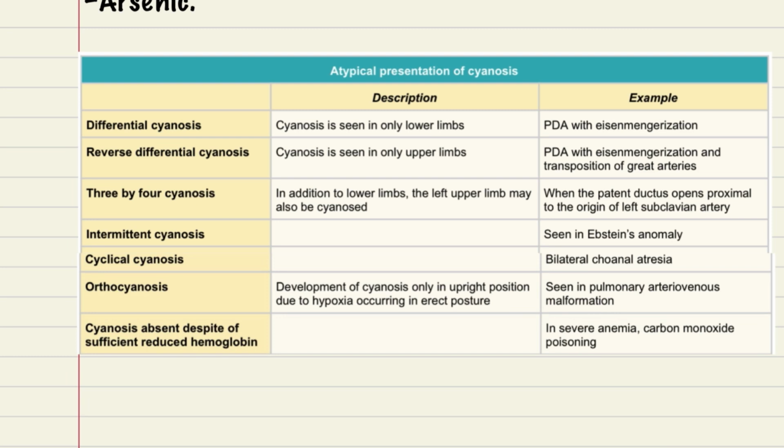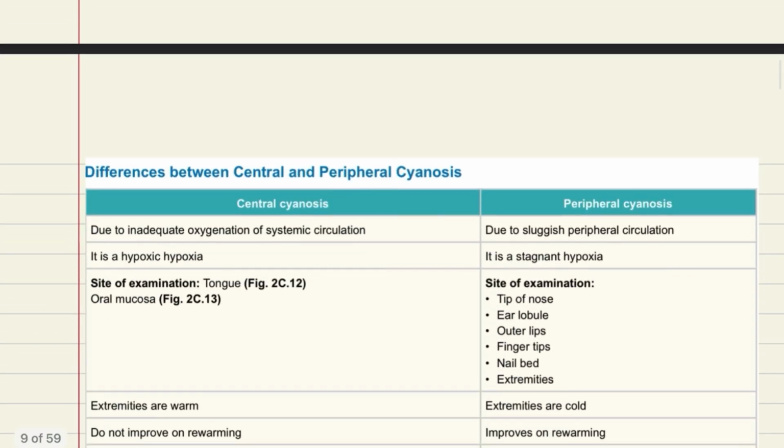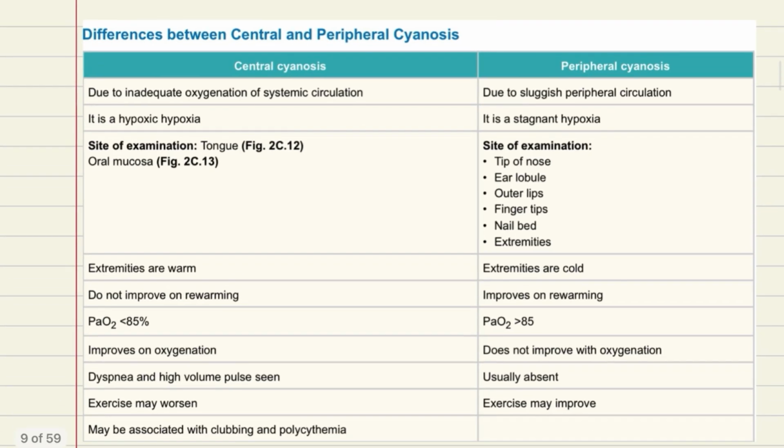Then we have the cyanosis which is absent despite reduced hemoglobin. It is seen in anemia and carbon monoxide poisoning. It is seen so because the amount of hemoglobin is already reduced, so the amount of deoxyhemoglobin will also be reduced. That is why you cannot appreciate the cyanosis in case of anemia if it is very severe. So, this was all about this cyanosis, and then we see the difference between the peripheral cyanosis and the central cyanosis.